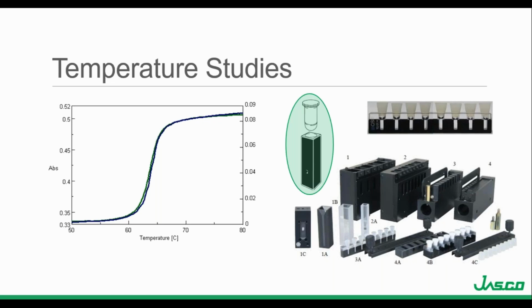JASCO also offers a wide range of cells for thermal stability measurements that range from an 8-position, 1 millimeter path length micro cell block that holds 10 microliters of sample per cell. And then there's also an 8-position, 10 millimeter path length cell that holds roughly 100 microliters of sample. And then we also have traditional 10 millimeter quartz cuvettes.